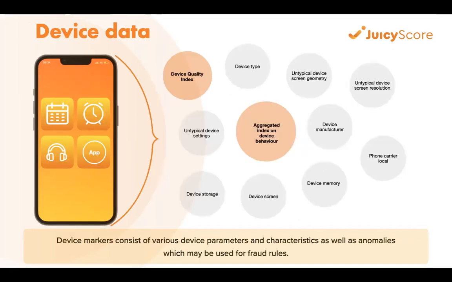The device marker itself consists of various device parameters and characteristics as well as anomalies which may be used for fraud rules. You can see and assess their device screen, their memory, their manufacturer, even the aggregated index on the device behavior, and the quality of the device itself. Is it an older type of device or is it the newest version of the device in the market? The device type itself, even untypical device screen geometry.